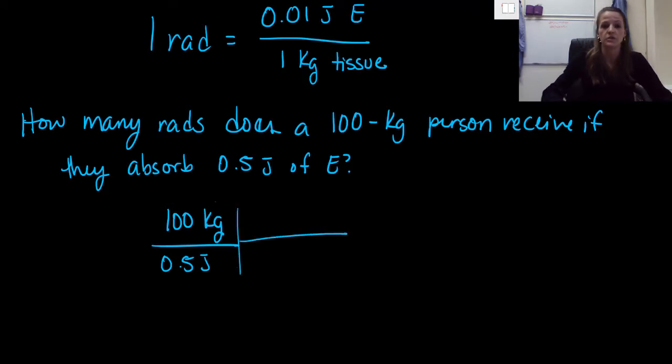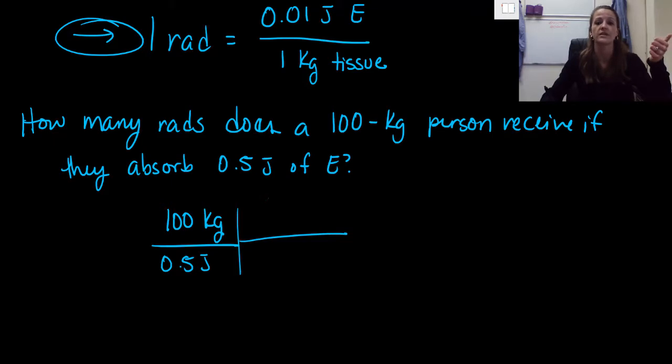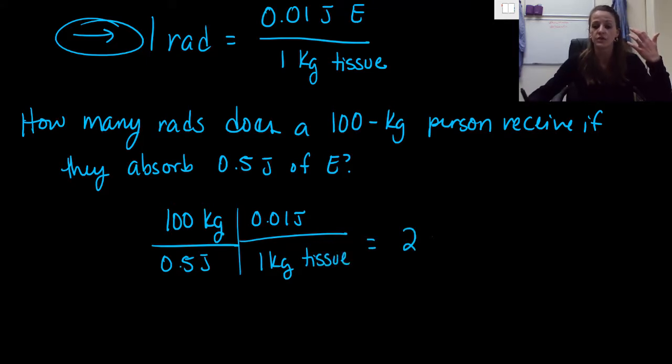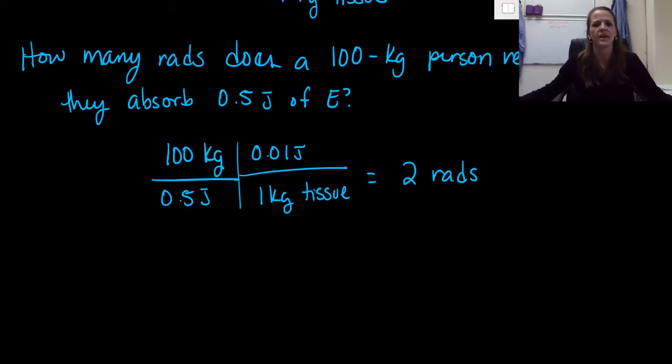And so then what I would do is I'd come up here to our little conversion that we had earlier, saying that 1 rad is equal to 0.01 joules of energy per every 1 kilogram of tissue. So then if you put this in your calculator properly, you should see that this 100 kilogram person actually received 2 radiation absorbed doses into their body. So now, what does that actually mean? We know they got hit with radiation, but what does that mean?